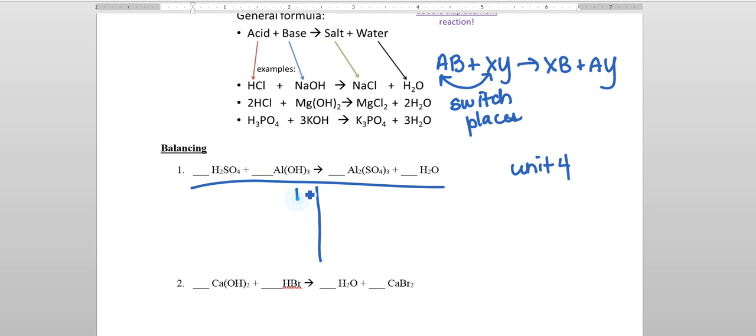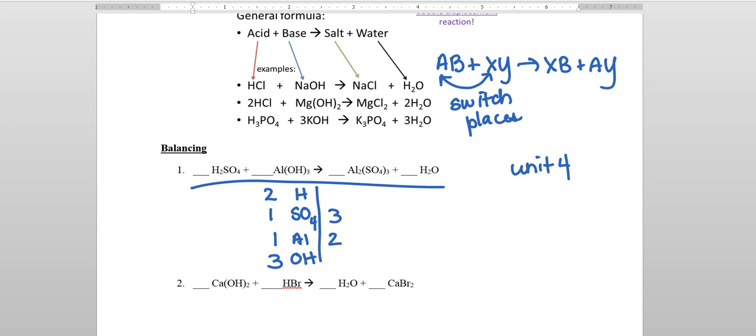So I'm going to count my hydrogens, I'm going to count my sulfates. That's a polyatomic ion, so I can treat it as one thing. I'm going to count my aluminums, and I'm going to count my hydroxides. So on the left, I have two hydrogens, one sulfate, one aluminum, and three hydroxides. Over here on the right, I have two aluminums, three sulfates, and then, oh, it looks like I don't have any hydroxide over here, I've got water.